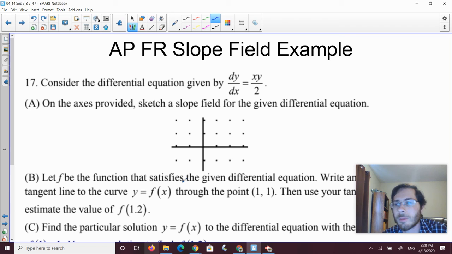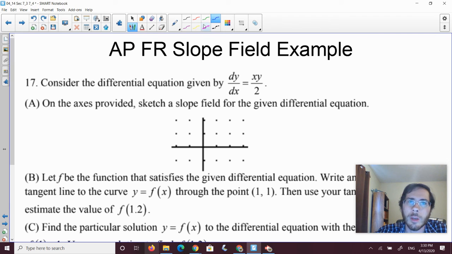So I do have a couple examples from the AP test. Here we've got this one, and I just wanted to show you so you can see how they would ask these on the free response for the AP, where you actually have to sketch a slope field. They give you the dots, and you have to make the slope field. You go through and plug in your x's and your y's.